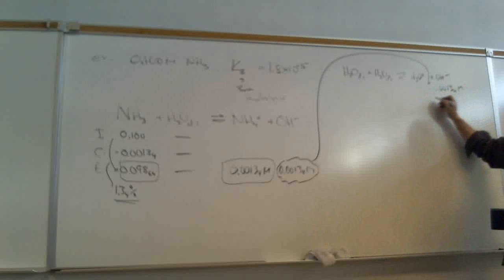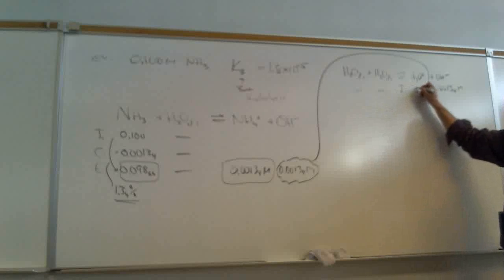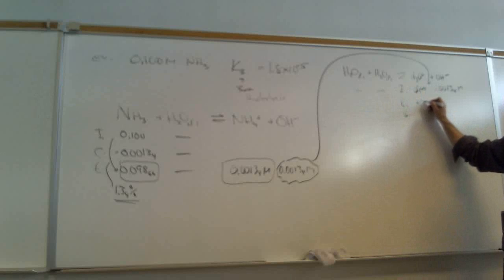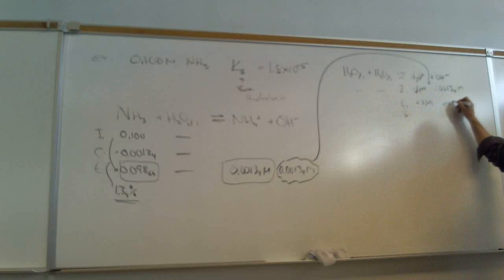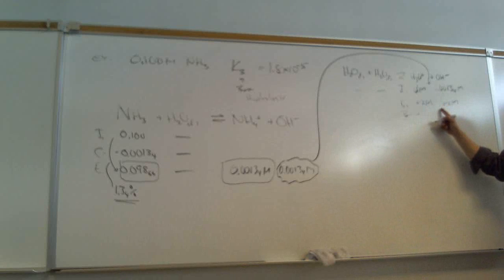0.00134 molar hydroxide. How much initial hydronium do we have? 0. We're going to assume water's in nothing. And now we're going to let water collide and add some more. But isn't this 10 to the minus 7 molar? I already know how much water ionizes.